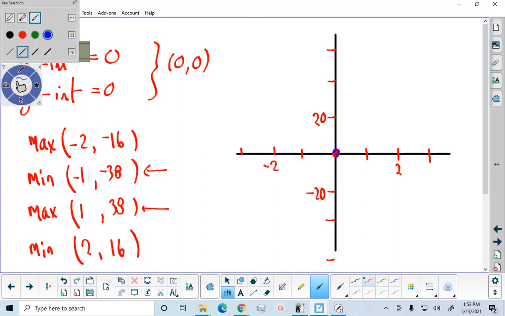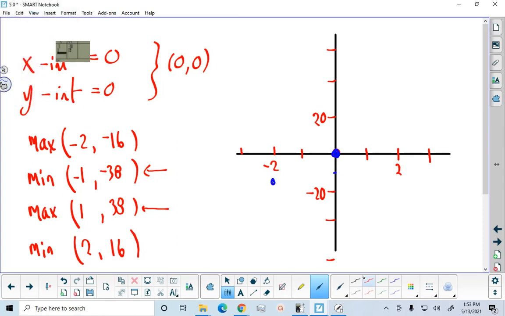So we have the origin as a point, -2, -16. This would be -10, -16 is approximately here. And keep in mind that that's a maximum. Then we also have at -1, -38, which is down. There's -40. -38 might be about there. And don't forget that that's a minimum. Then at 1, it goes up to 38.